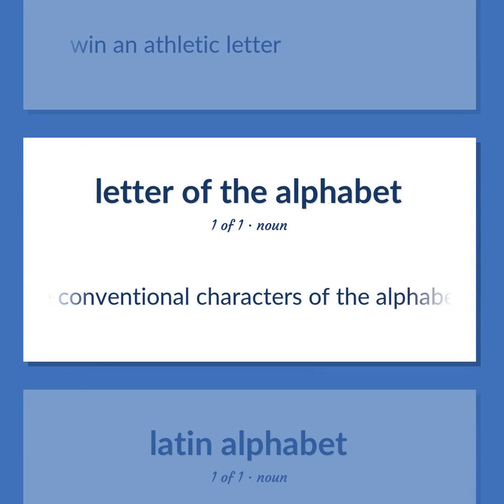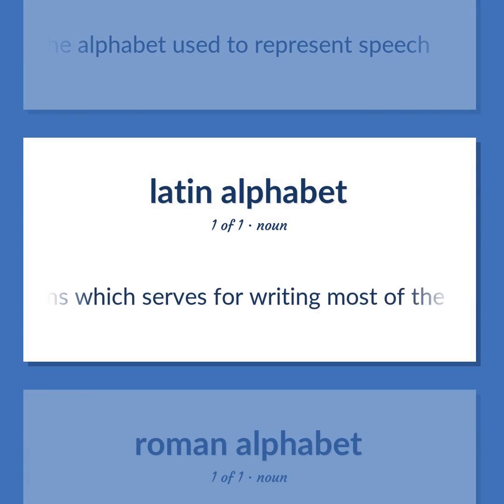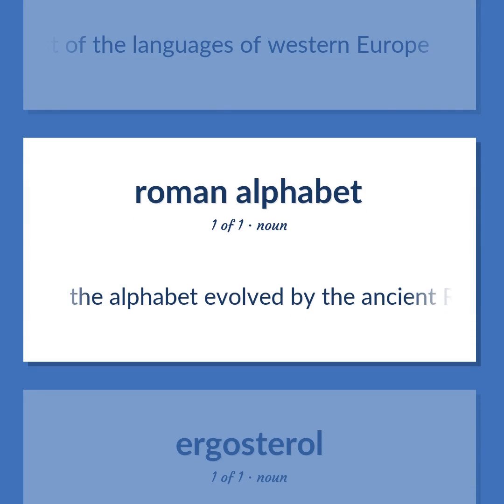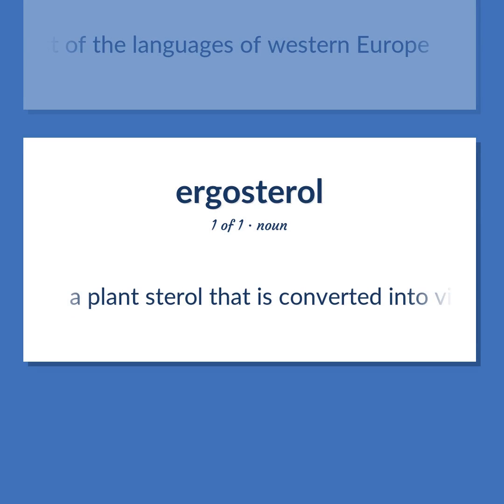The conventional characters of the alphabet used to represent speech. The alphabet evolved by the ancient Romans, which serves for writing most of the languages of Western Europe. A plant sterol that is converted into vitamin D by ultraviolet radiation.